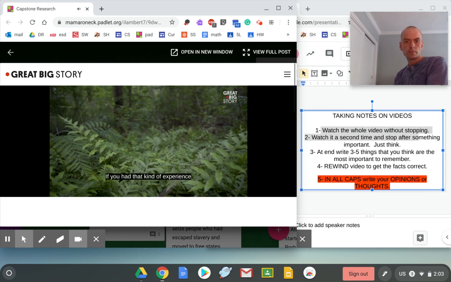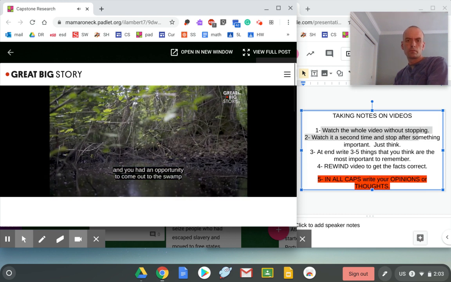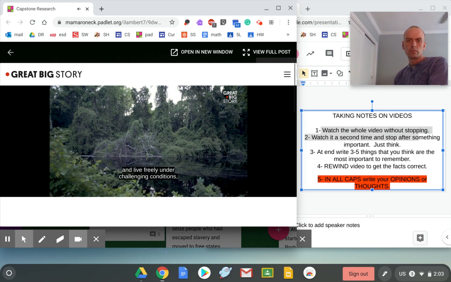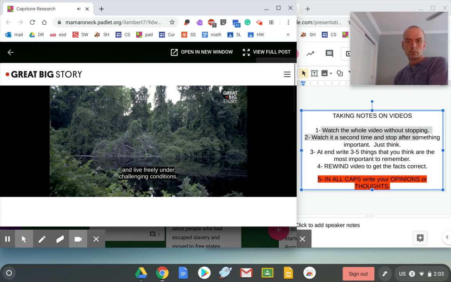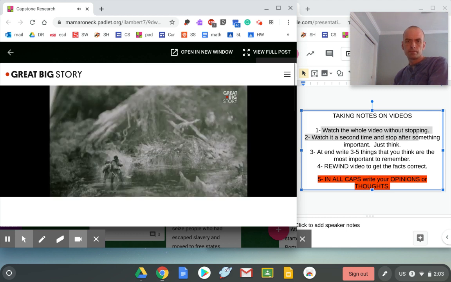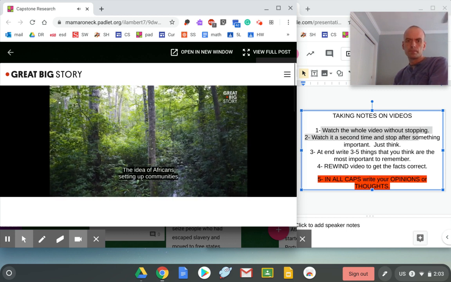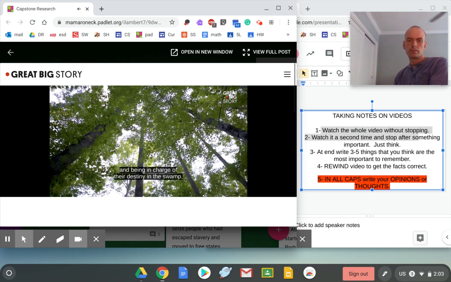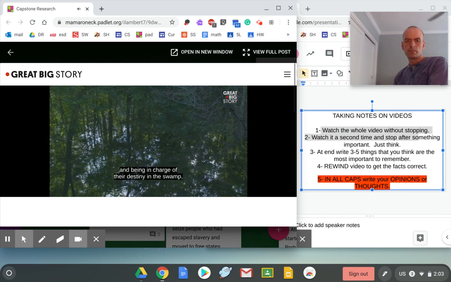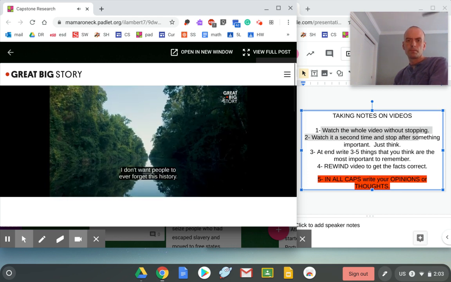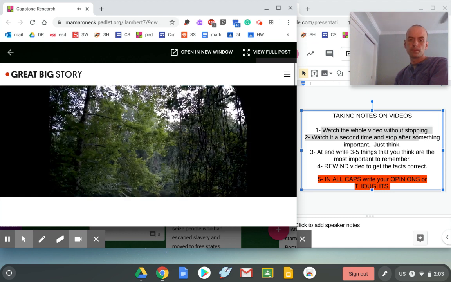If you had that kind of experience and you had an opportunity to come out to the swamp and live freely under challenging conditions, you're going to have a hard time getting them out of there. The idea of Africans setting up communities and being in charge of their destiny in the swamp, I don't want people to ever forget this history.